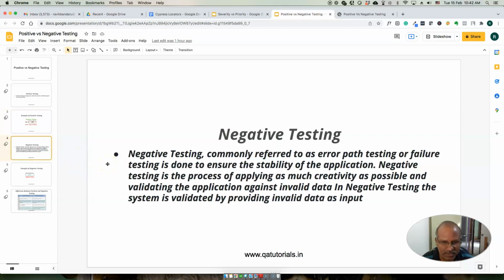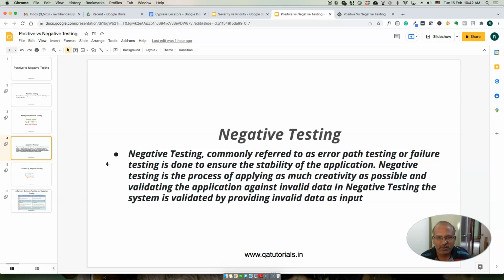Negative testing, commonly referred to as error path testing or failure testing, is done to ensure the stability of the application. We want to see how stable the application is. If you give some invalid input, the application should not crash or malfunction. That is why negative testing has as much importance as positive testing.